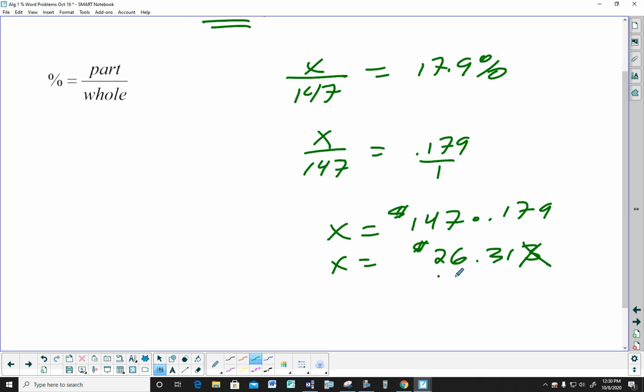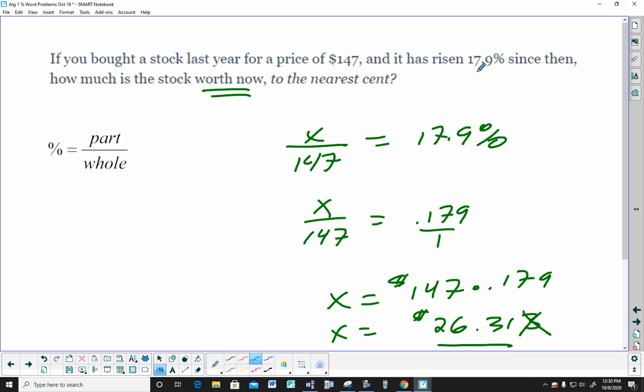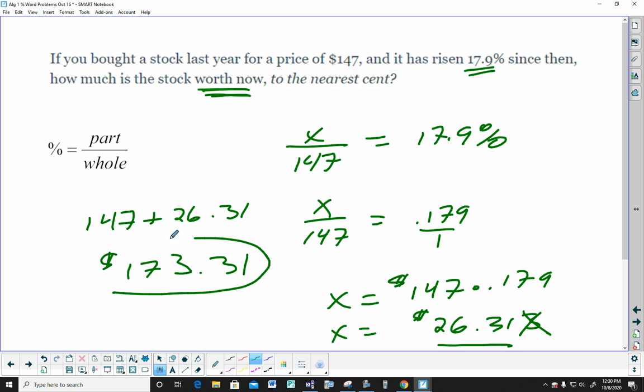Now remember, that's your increase. How much did it increase by? It increased by that much. How much is the stock worth now? You have to go $147 plus the $26.31, and I get 173.31. That's your final answer. You had to find the increase and add it to the original price.